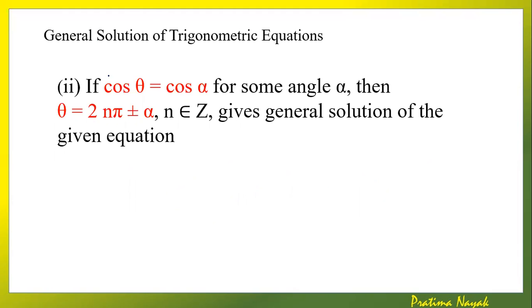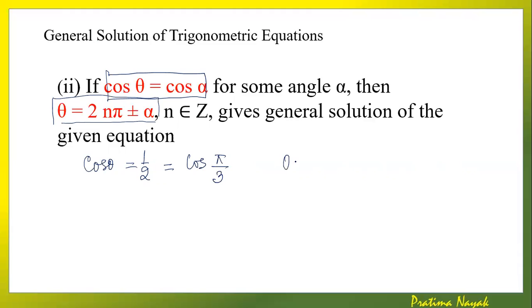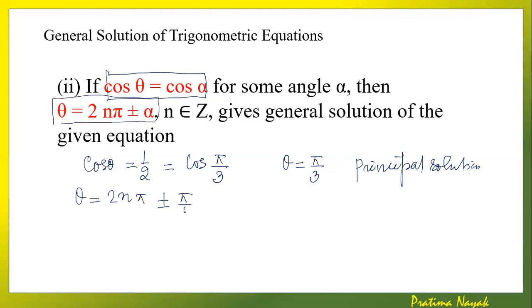Next, coming to cos theta is equal to cos alpha. If this is the situation, then what will theta be? Theta is 2n pi plus minus alpha. Let us take an example. For example, cos theta is equal to half. We will solve it and get the principal solution as well as the general solution. So first find out for what value we get cos theta is equal to half. We get cos 60 degree, pi by 3. So theta is equal to pi by 3. This is your principal solution. Now for the general solution, I'll write theta is equal to 2n pi plus minus pi by 3, because pi by 3 is alpha here. Of course, you'll write n is an integer.